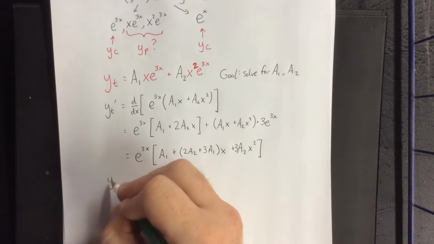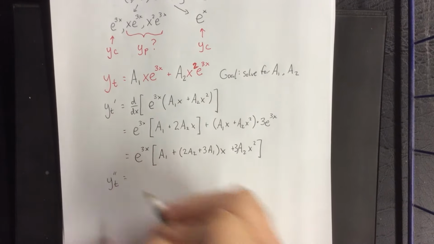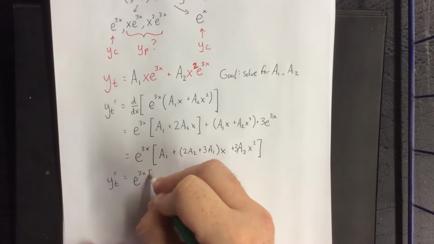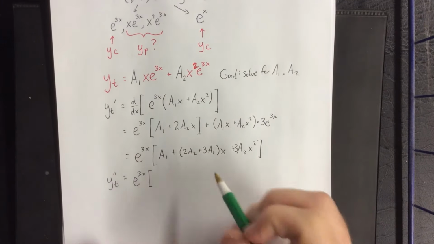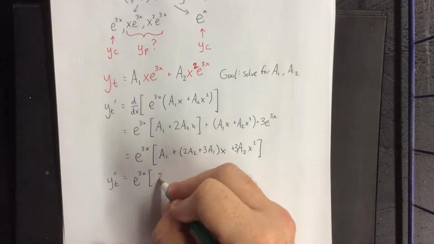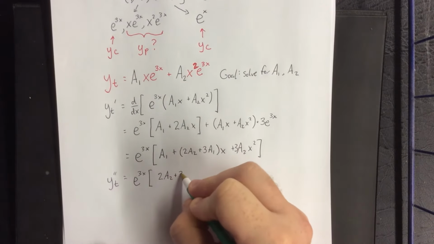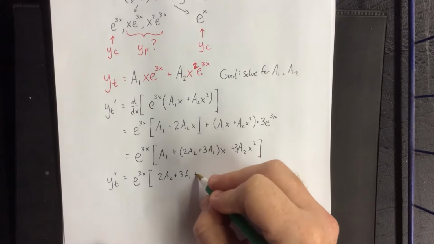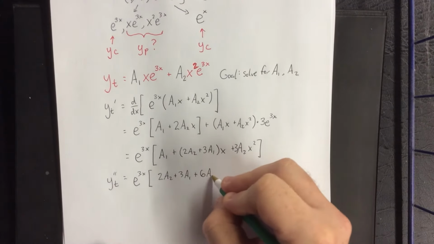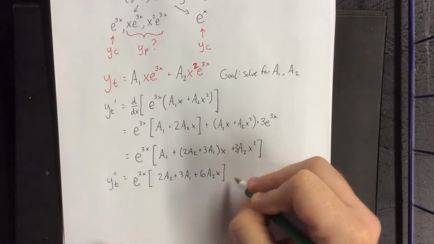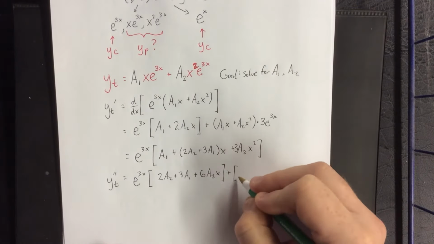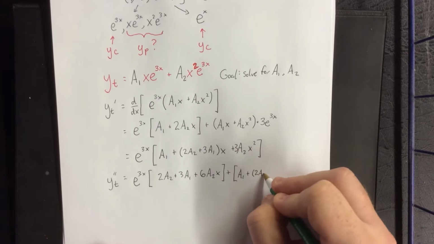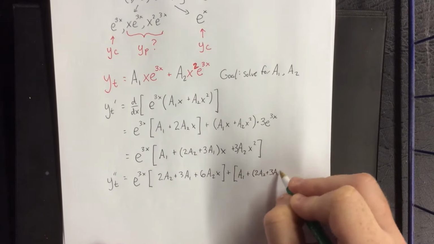We'll also need a second derivative. So once again, we'll go first times derivative of the second. Derivative of the second, constant goes to 0. Something times x becomes just that coefficient, 2a2 plus 3a1. And then we'll get an x squared in here as well, so that'll be 6a2x. Plus second times derivative of the first, that'll be a1 plus 2a2 plus 3a1 times x.